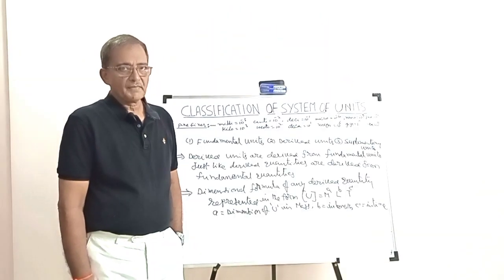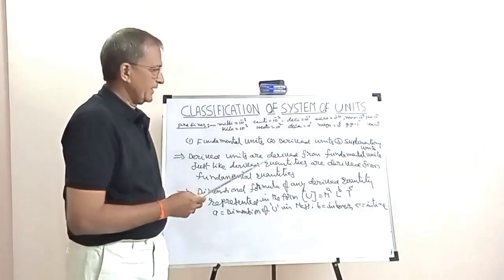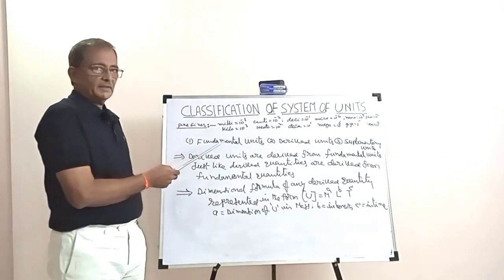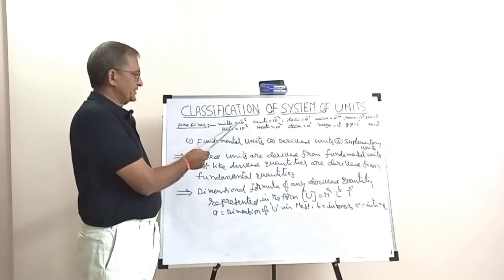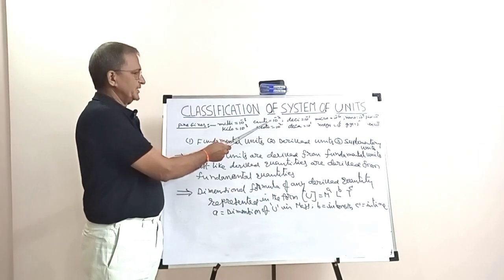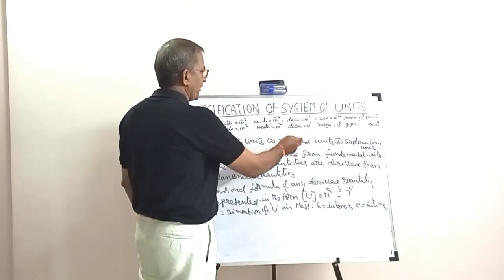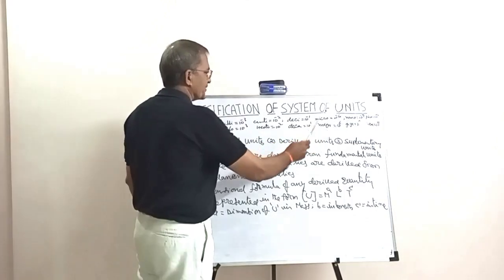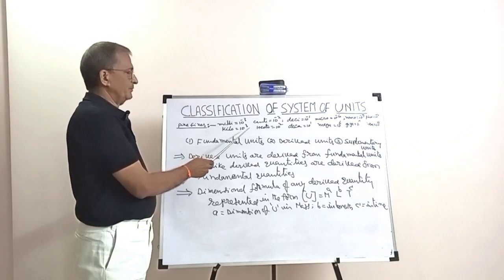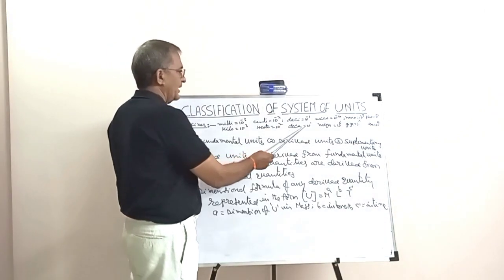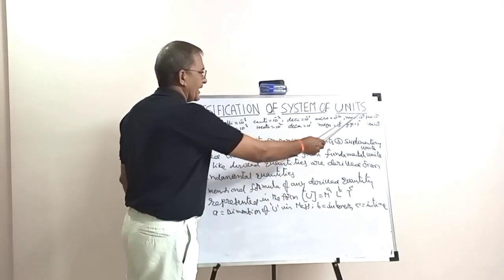Some prefixes are used in representing practical units, and they are simply numbers expressed in powers of 10. For example, milli is 10 to the power of minus 3, centi is 10 to the power of minus 2, deci 10 to the power of minus 1, micro 10 to the power of minus 6, nano 10 to the power of minus 9, and pico 10 to the power of minus 12. Similarly, kilo 10 cube, hecto 10 square, deca 10 to the power of 1, mega 10 power 6, giga 10 power 9, tera 10 power 12.